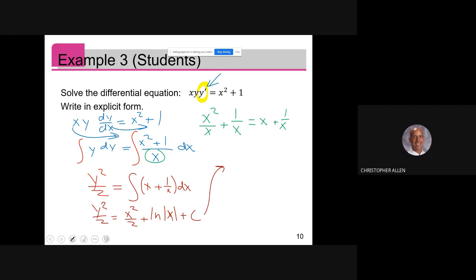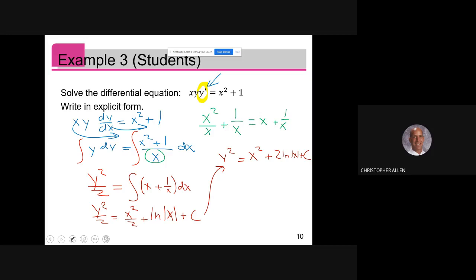I'm not even going to show my work on that one, if that's okay with you guys. I'm just going to write y squared equals x squared plus. Now, if I'm multiplying both sides by 2, what do I have to put on that ln of x? 2. So I'm going to put 2 ln of absolute value of x. And then what's 2 times c? That's still just c.